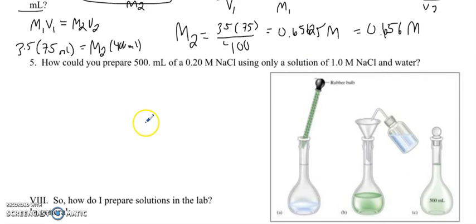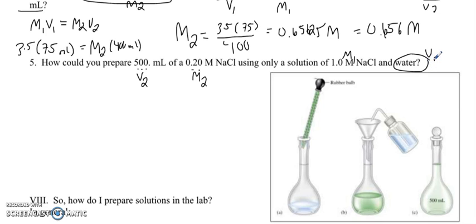And number 5, how could you prepare 500 milliliters, here we do have those 3 sig figs, of a 0.2 molar sodium chloride solution using only a solution of 1 molar sodium chloride and water? So this is my second volume, what I'm ending up with. This is my second molarity concentration. So using only 1 molar sodium chloride. So this is my concentration 1, and they want to know how much water did I need.